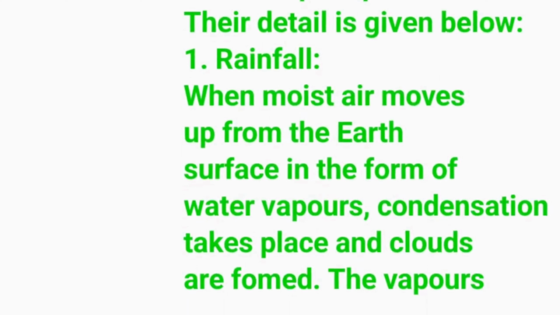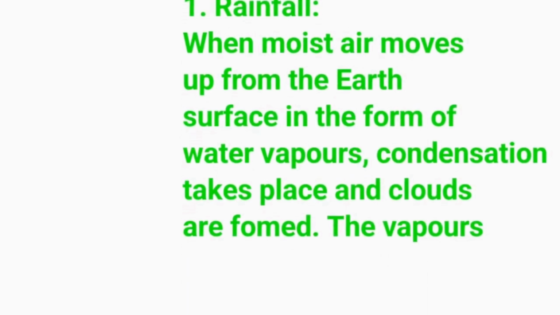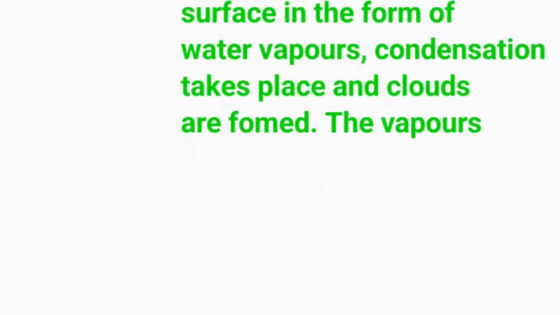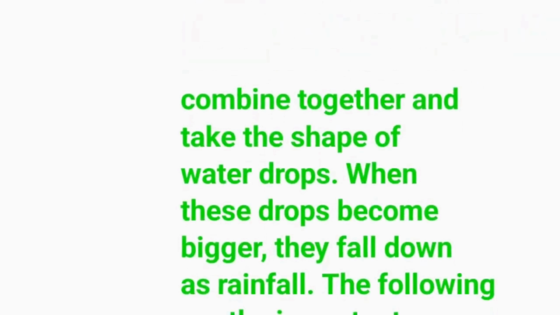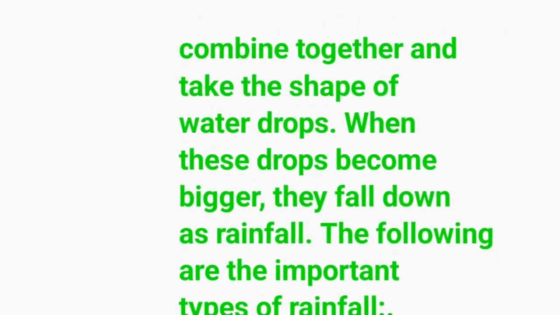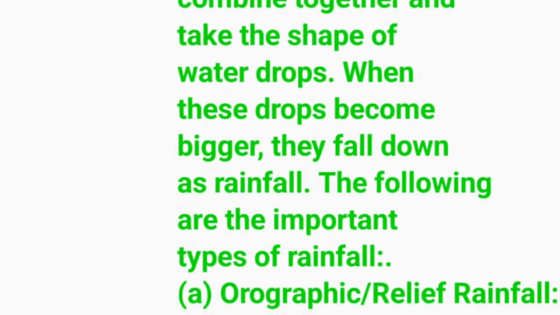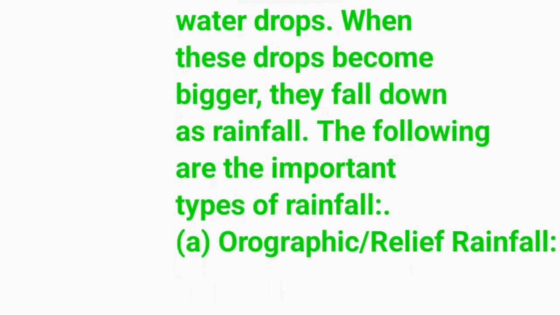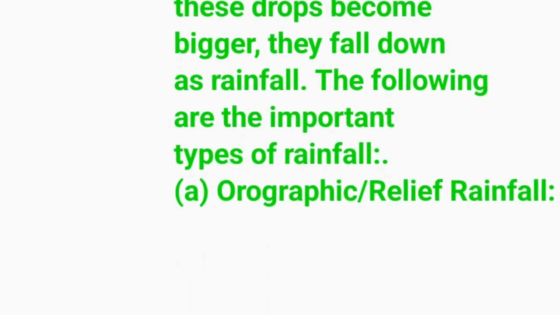Rainfall. When moist air moves up from the earth's surface in the form of water vapors, condensation takes place and clouds are formed. The vapors combine together and take the shape of water drops. When these drops become bigger, they fall down as rainfall. The following are the important types of rainfall.